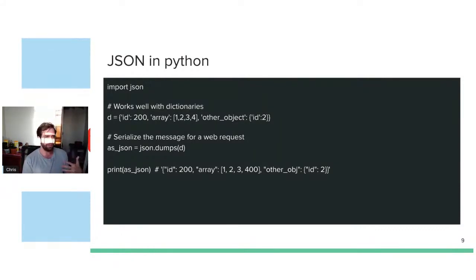JSON looks very similar to what we see in Python as dictionaries. So we can create a JSON object out of this dictionary fairly simply: a dictionary with an ID of 100, an array 1, 2, 3, 4, and another object, which is a sub-dictionary in it. With JSON, we can easily serialize that using json.dumps. JSON is the package built into Python, which, when we dump it, will yield back a string representation of that dictionary. But this is what JSON essentially is.